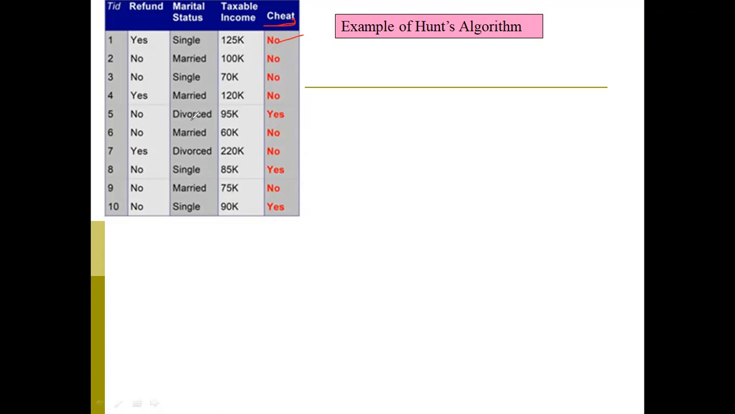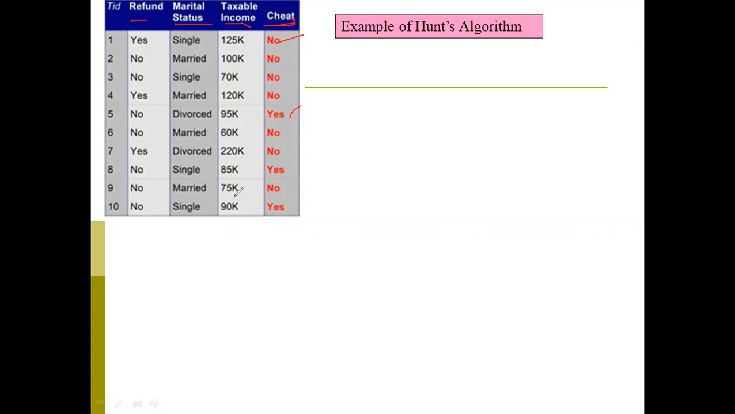This is the training data set for knowing about the persons based on their features. The features are refund, marital status, and taxable income. These are the three features. By checking these three features, we are going to say whether that particular person is a cheater or not. In this training data set, the cheater has two class labels. One class label is no, second class label is yes.